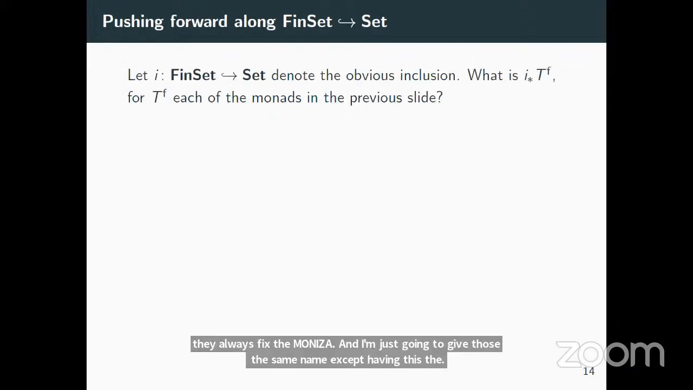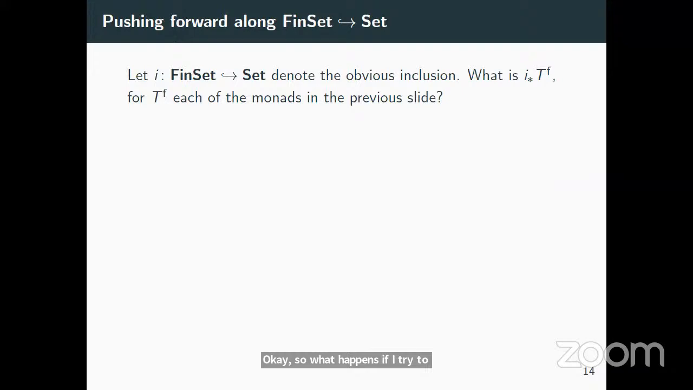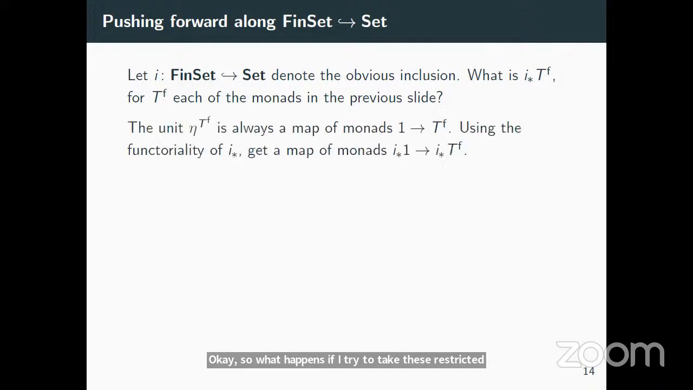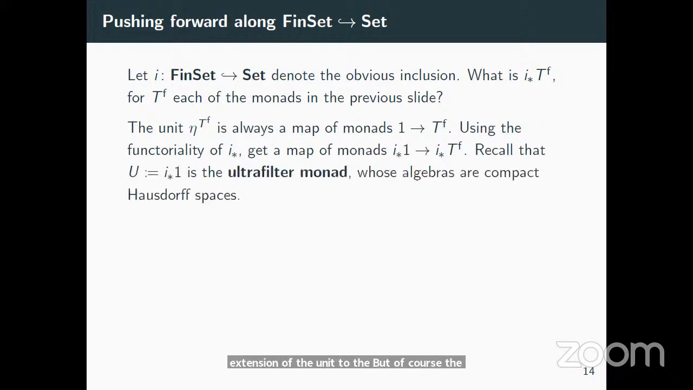Okay. So what happens if I try to take these restricted monads on finite sets and extend them back to sets? Well, two clues as to what may happen are in this slide. The first one is, well, the unit of a monad is always a map from the identity monad to the monad itself. So because finite set is small and set is complete, I can use that functoriality result I mentioned. And it's going to give me a map from the extension of the unit to the extension of the monad. But of course, the extension of the unit, the identity, is the ultrafilter monad, which is the one for compact Hausdorff spaces. So I'm going to get a map from the ultrafilter monad to the extension of each of these TF.